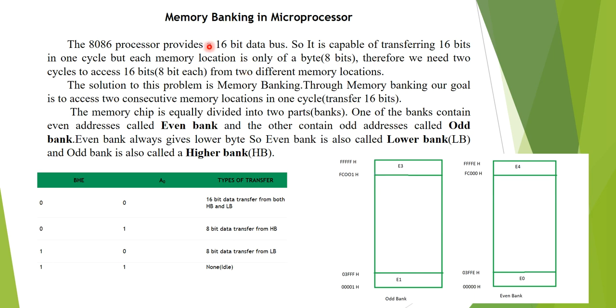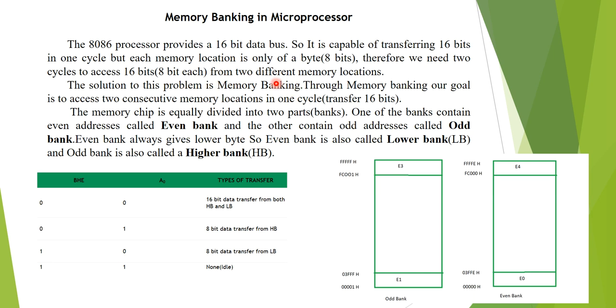So when we require 16-bit data, it requires 2 cycles to access the 16-bit data from 2 different memory locations. That means at one cycle we read one piece of data, and at another cycle we read the data from the next memory location. Now the solution to this problem is memory banking.